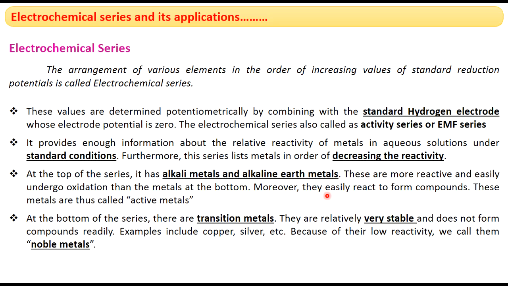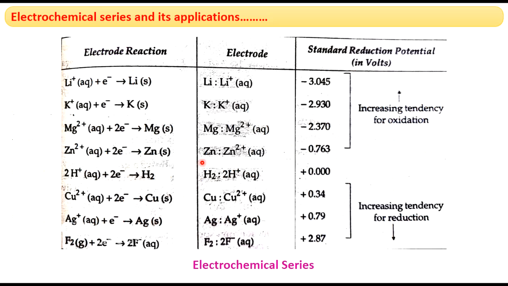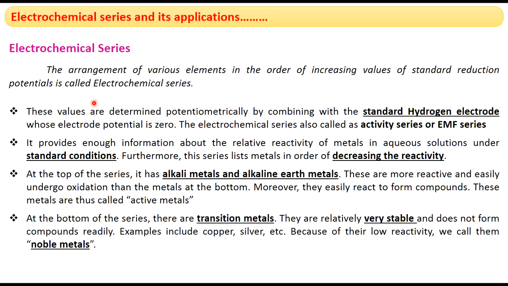Then in the series, at the top, above hydrogen, we have alkali and alkaline earth metals, as they have high reactivity compared to the other transition metals. So these metals are called active metals, and we find them at the top of the electrochemical series. So lithium, potassium, magnesium, zinc, these are the active metals. They are above hydrogen in the electrochemical series.